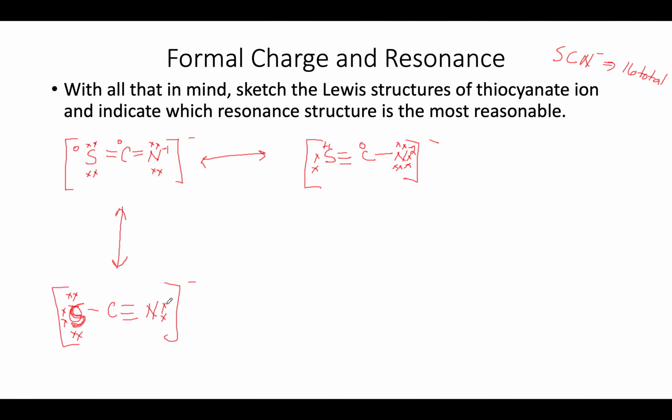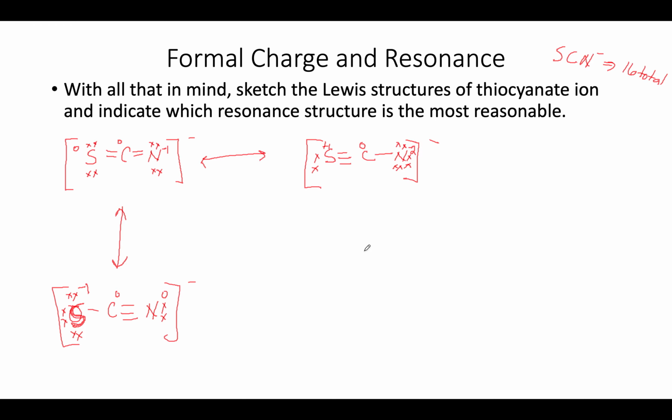So this one, nitrogen has 5 valence electrons, and it owns 1, 2, 3, 4, 5. Formal charge is 0 again. Carbon, 1, 2, 3, 4, formal charge is 0. This one owns 1, 2, 3, 4, 5, 6, 7 but has 6 valence electrons, so a formal charge of -1.